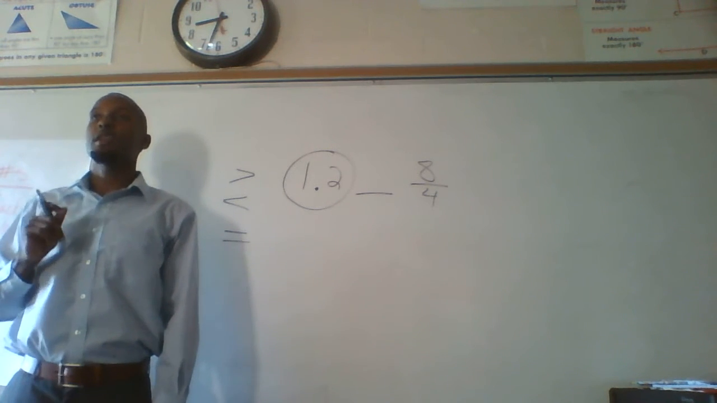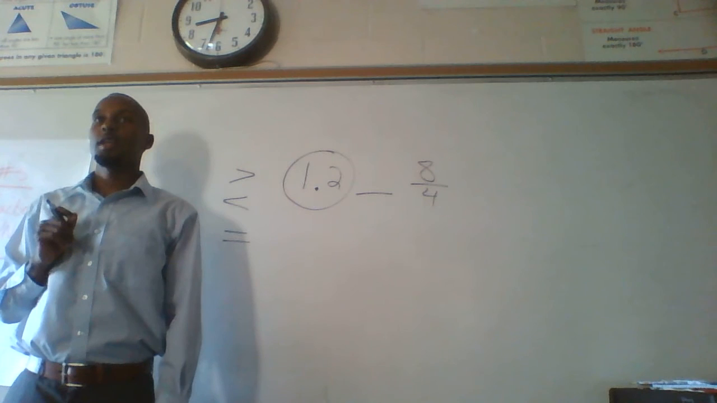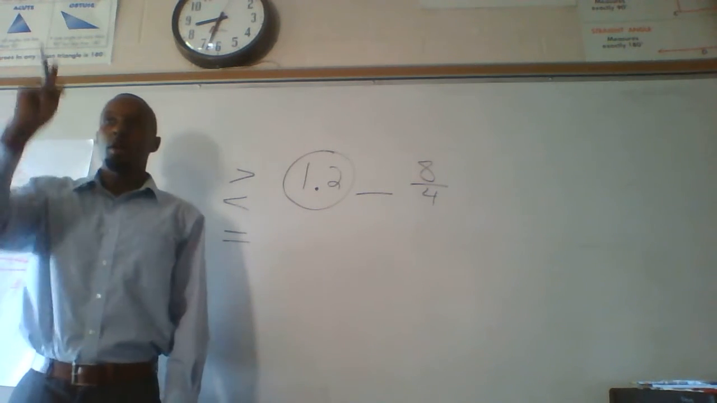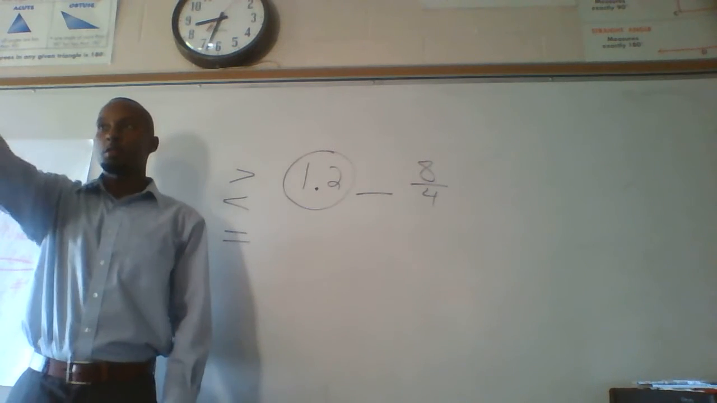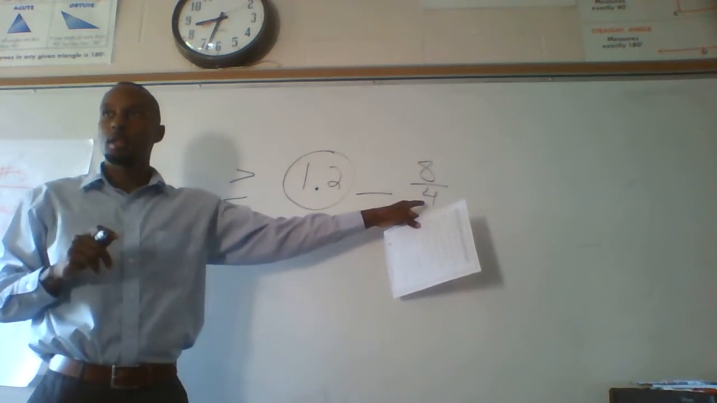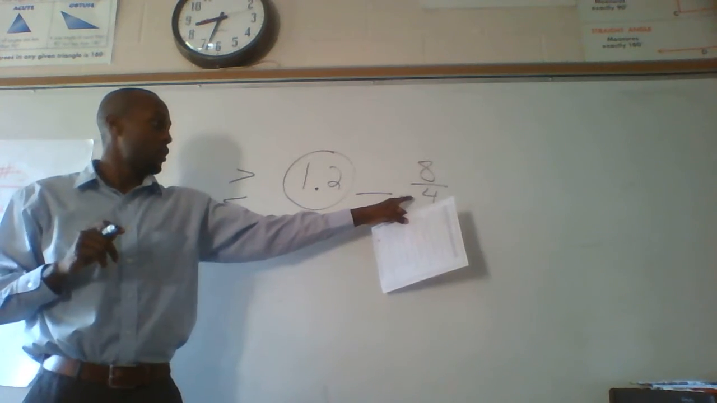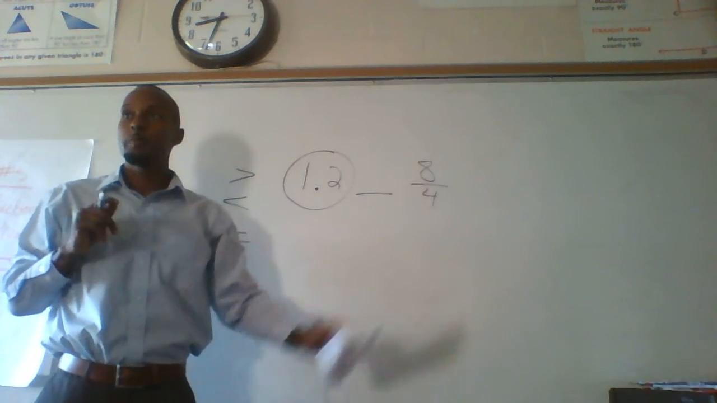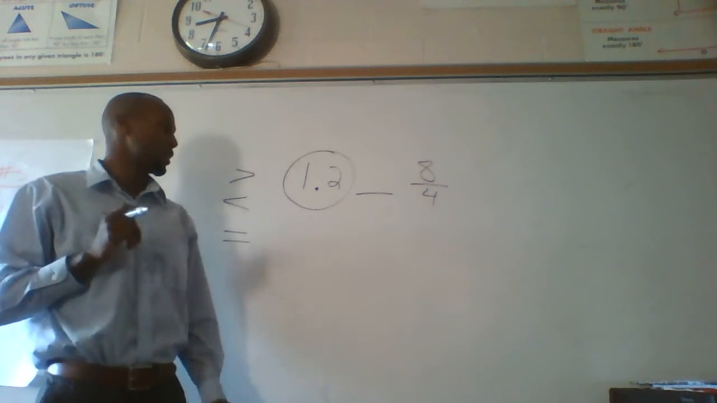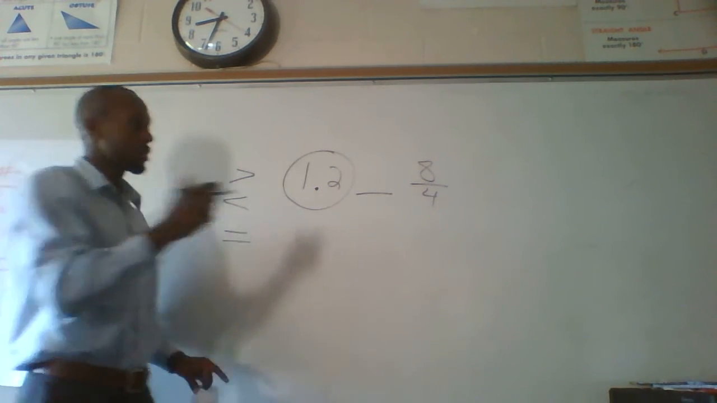Okay, anybody have anything different? You're all wrong. That's what you think. Okay. 8 over 4 is what? 2. So you're saying 1.2 is greater than 2? Less than. So it's less than. So this is what we should be using, less than.